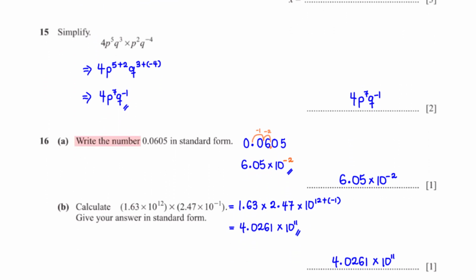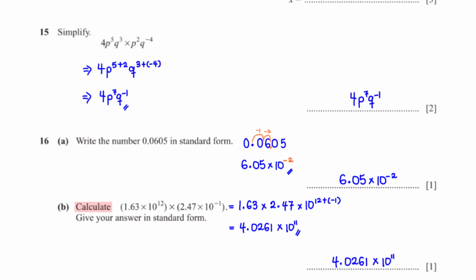Write the number 0.0605 in standard form. To write this number in standard form, we move the decimal point to a position after the first non-zero digit, which is 6. So we have 6.05. Since we moved the decimal point 2 units to the right, we multiply 6.05 by 10 raised to the power negative 2.